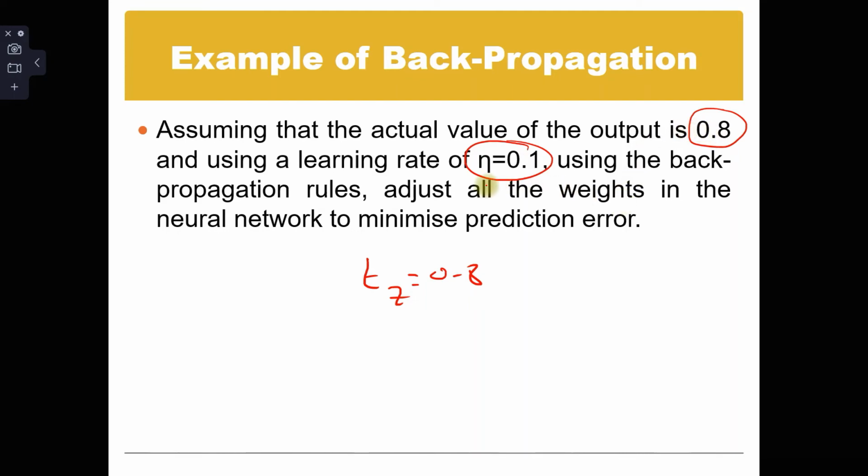So what do we want to do? We want to update these different weights from a practical perspective now, using the backpropagation rule. So let's try to do that now. To be able to do that, we'll start by determining delta Z. That is the error responsibility for node Z.